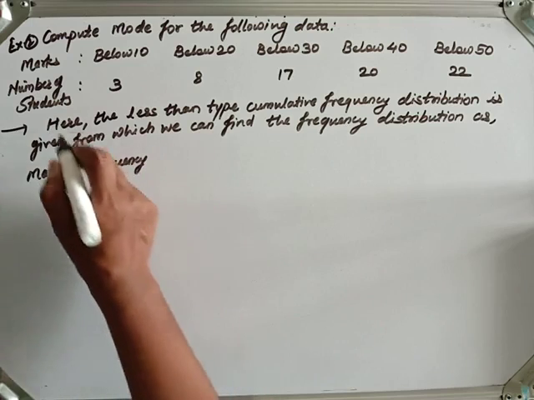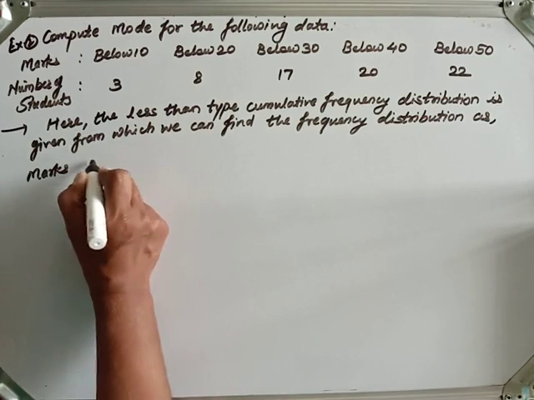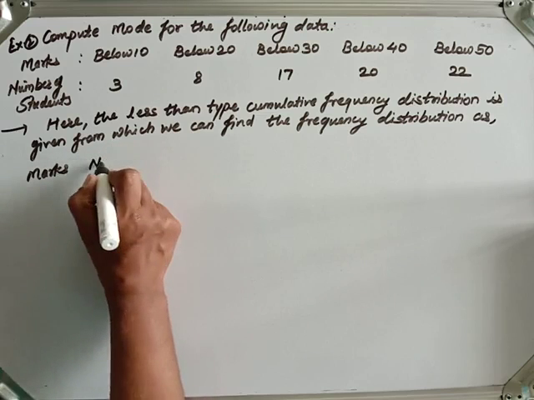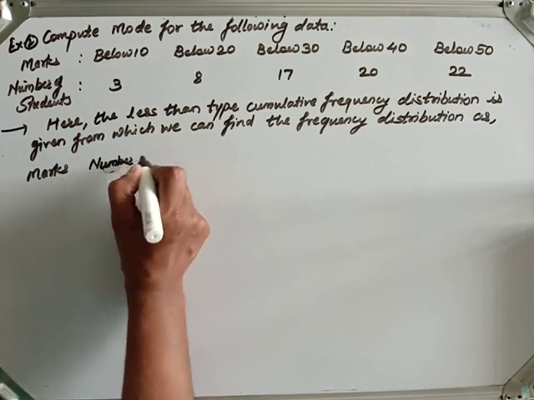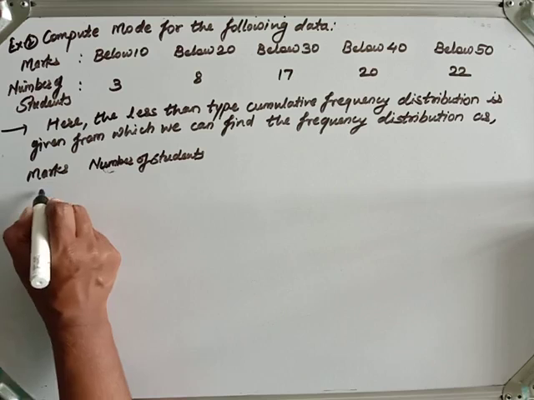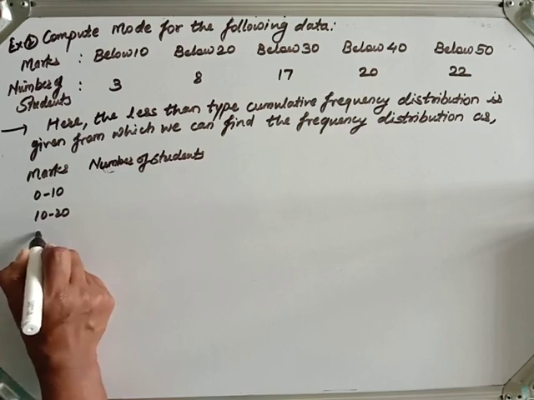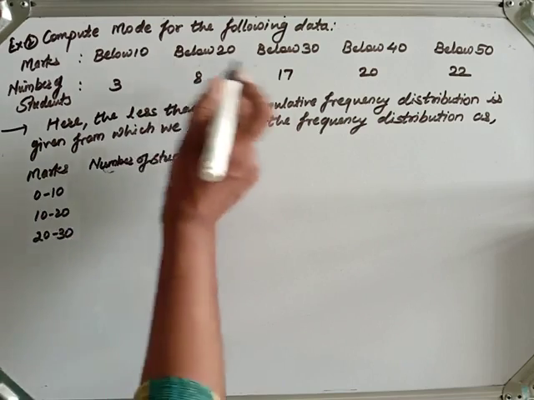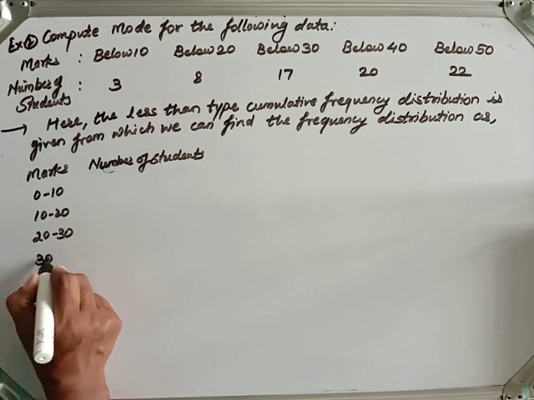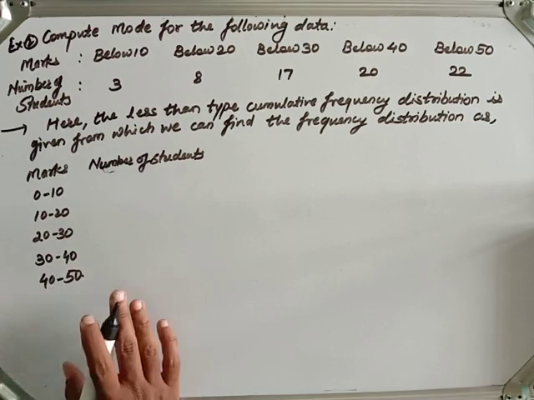Now suppose we have marks, then frequency, or these are nothing but the number of students. So marks are, let me write now, 0 to 10, suppose here 10 to 20, 20 to 30. I won't use these things now below. These are open end classes, right? So 30 to 40 and 40 to 50. These are our class intervals for marks.